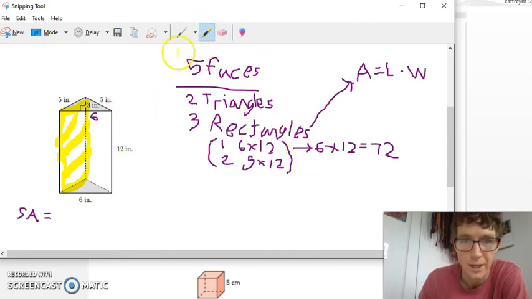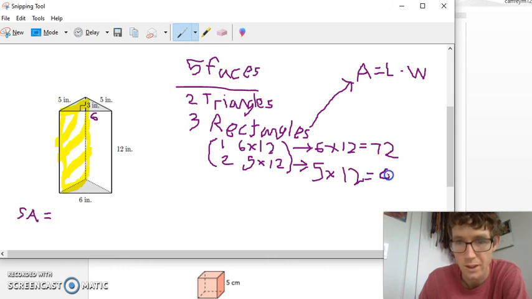So for that one, that's going to be 5 by 12. It doesn't really look like a 5, but it is. 5 times 12. What's 5 times 12? Nickels are 5 cents. If you have 12 nickels, you have 60 cents. So 72 and 60. Let's make this clearly a 0. 72 and 60. But we've got to remember there's 2 of these. 1, 2. So let's make up our surface area tally.